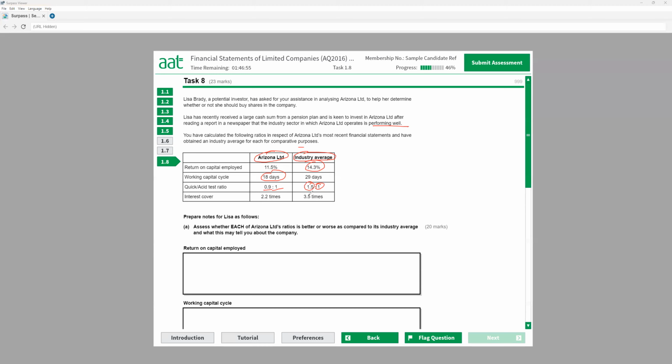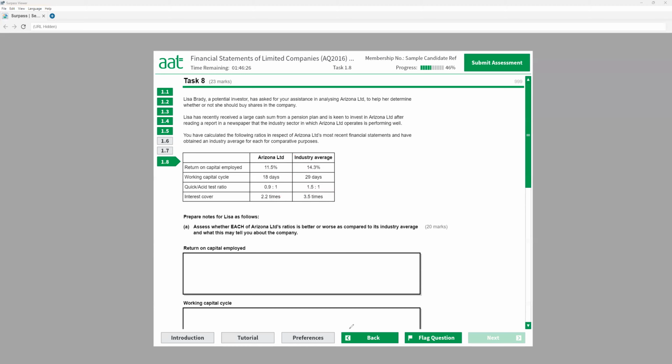Interest cover, industry average is very good. 3.5 times they can pay the interest from their profit, but A Limited can only pay 2.2 times. So comparing all of this, it doesn't look like A Limited is doing really good, except the working capital, everything is bad. Return on capital employed is bad. Quick ratio is bad, and interest cover is also bad. Only working capital is stated to be better.